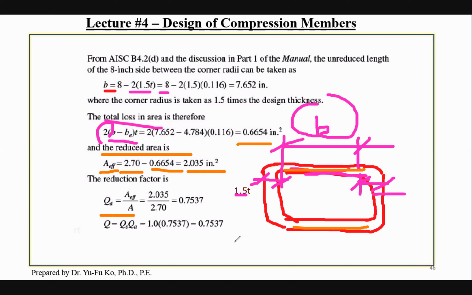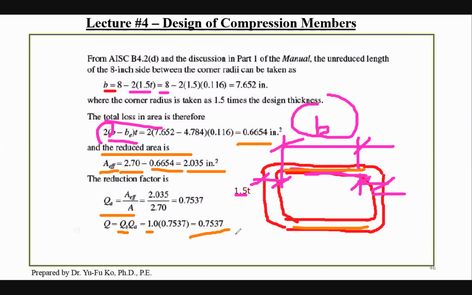is 0.7537. So your Q factor is QS times QA. Because you do not have unstiffened elements, QS is 1. So your Q is equal to 0.7537. So any questions regarding the QA factor calculation so far?